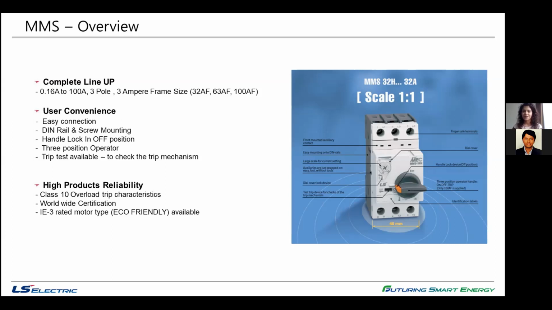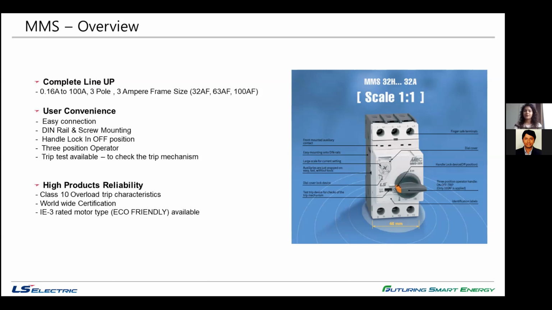It's very user convenient. How? Because of the easy connection, DIN rail and screw mounting. Then we have a handle lock in off position. We have 3 position operators, on, off, and trip. And we also have a trip test available in order to check the trip mechanism. High product reliability, again, it's because of the worldwide certifications, IEC, UL, and so on. We have a class 10 overload trip characteristic, as well as we have an eco-friendly product available in the MMS series, which is IE3 rated motors.